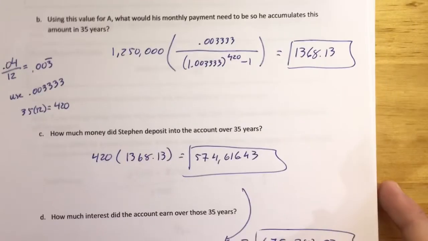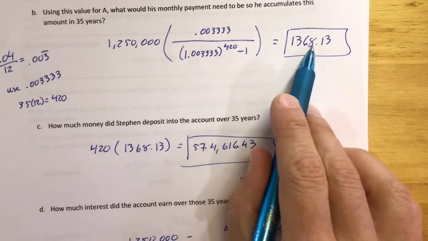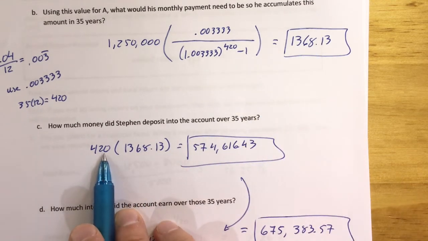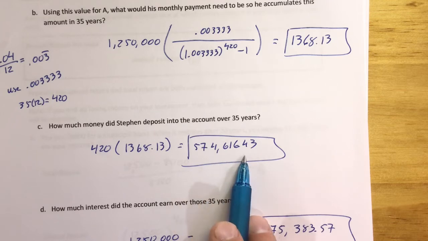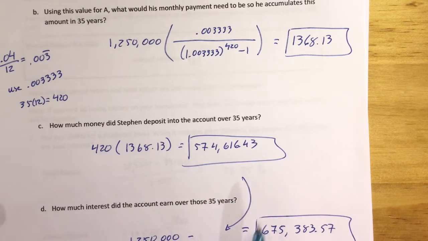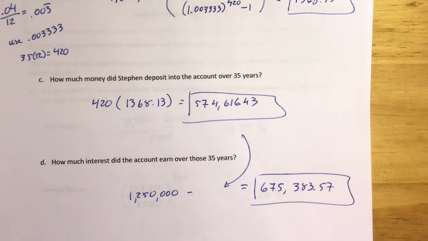All right, so C, how much money did Stephen deposit in the account? So this goes back to that last problem. Well, if those were our payments and you multiply it by the 420 payments that he makes, 35 years, 12 times a year, this is the amount of money that he would have put into the account. This is what he accumulated. And if we take away what he put in on his own, the difference is going to be the interest, the $675,000. Again, the numbers are a little bit exaggerated here, but just get a feel for what these numbers actually mean.